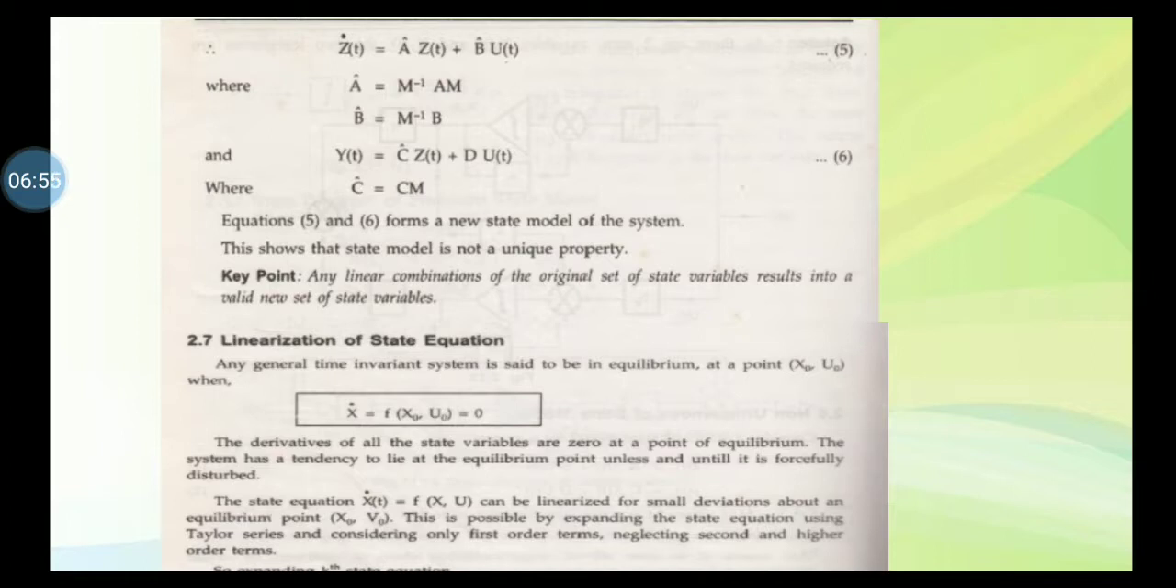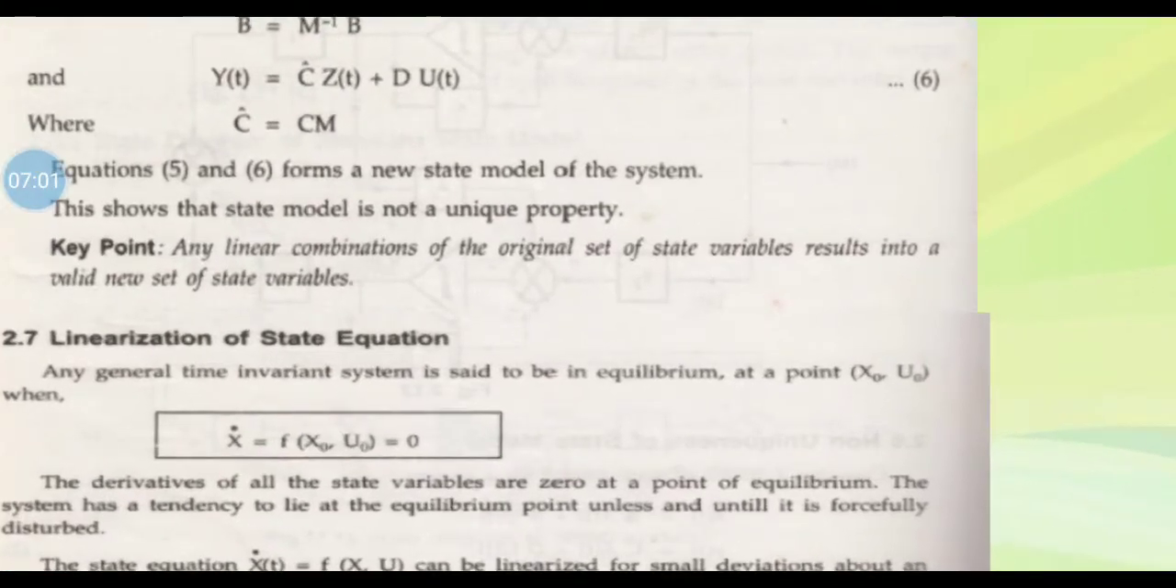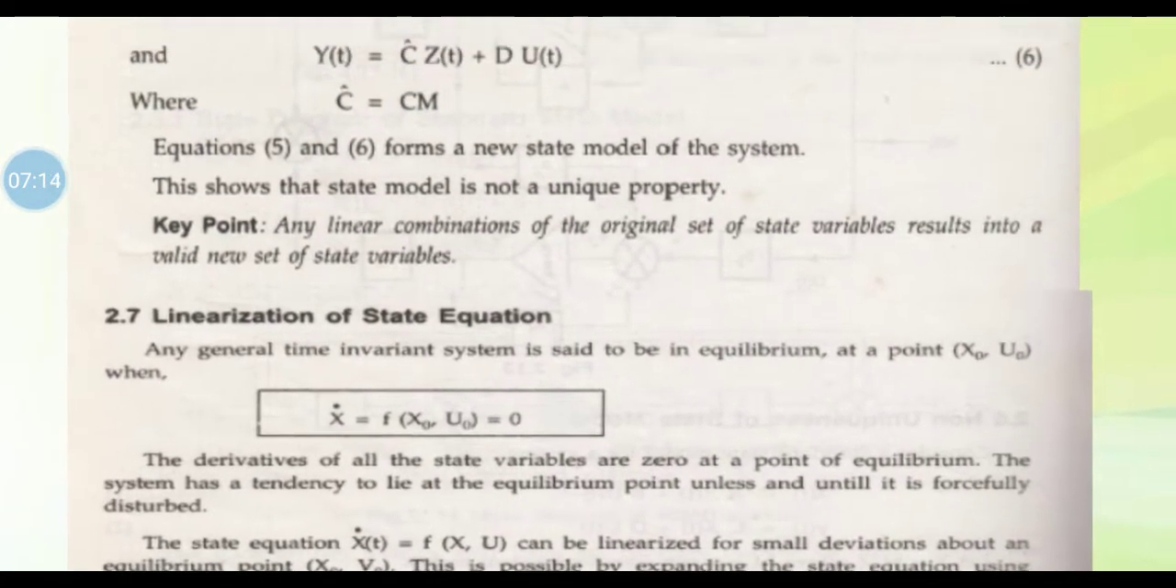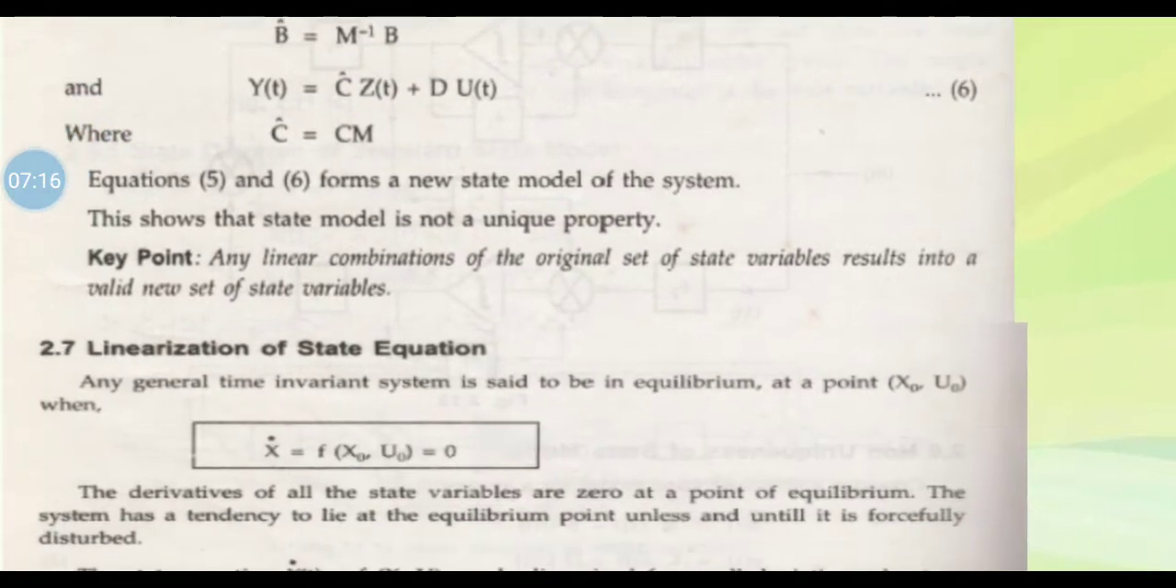So when we see this state model, it shows that the state model is not a unique property. There is one key point to remember. What is that? We'll see. Any linear combination of the original set of state variables results in a new valid set of state variables. Then we'll go for linearization of the state equation.